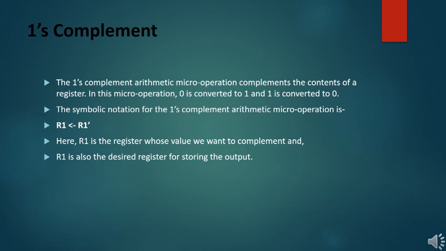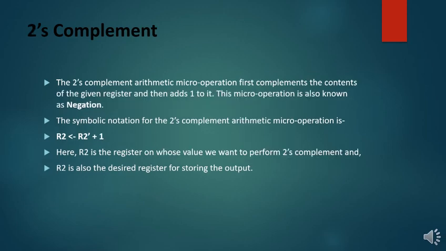Ones complement. The ones complement arithmetic microoperation complements the content of a register. In this microoperation, 0 is converted to 1 and 1 is converted to 0. The symbolic notation for the ones complement arithmetic microoperation is R1' goes to R1. Here, R1 is the register whose value we want to complement, and R1 is also the desired register for storing the output.